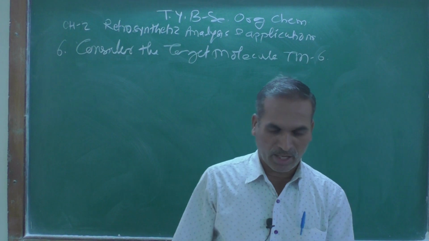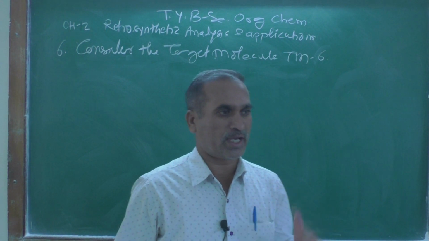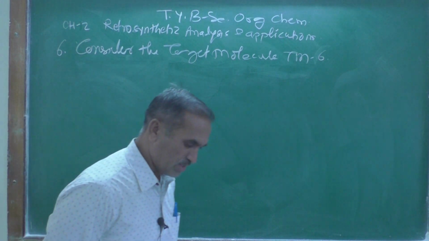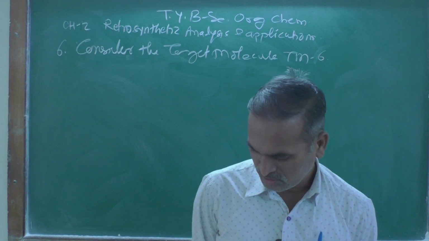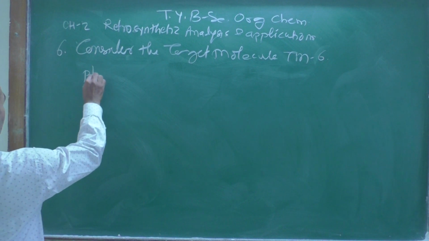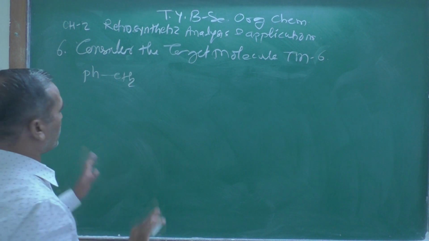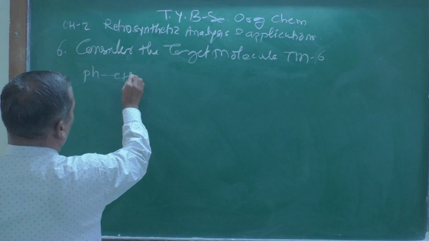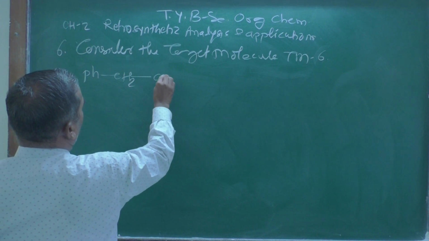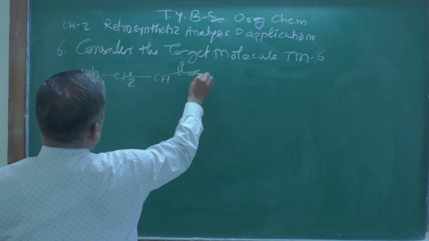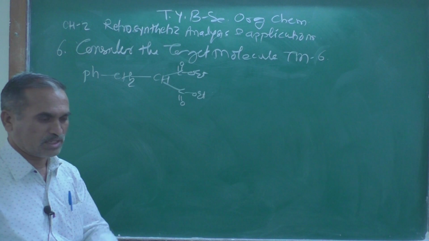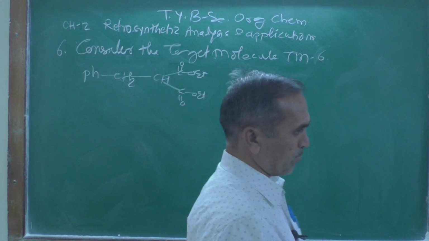Now what we are going to discuss today, look here on the blackboard. Number 6, consider the target molecule 6. Which is the target molecule here? The target molecule will be this one: Ph, and as everybody knows, Ph means phenyl group. Then Ph CH2, then CH, I am writing C double bond O Et, another one C double bond O and Et. So this is target molecule number 6.